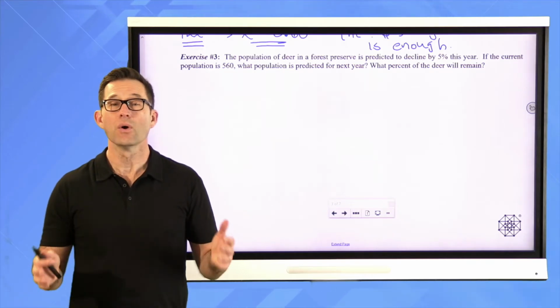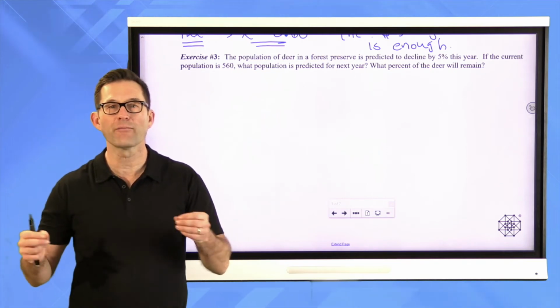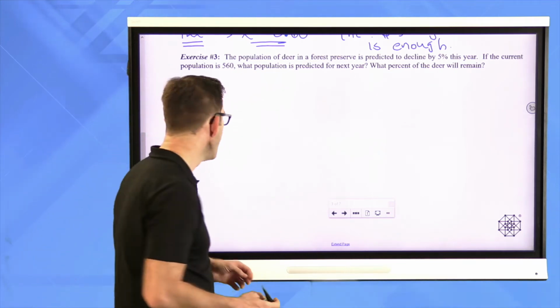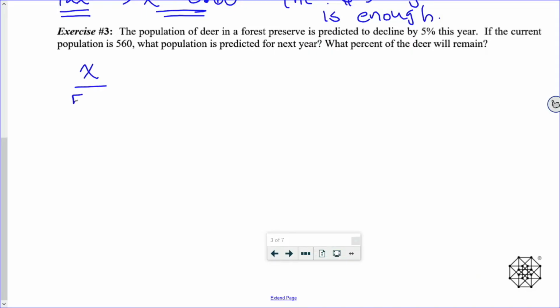All right, so let's go through it. Now, the first thing that we need to do is figure out what 5% of 560 is. Again, we can do that just like we did the last problem. I can say x divided by 560 is the same as 5 divided by 100. Now, you can cross multiply, that's fine, but again, I really advise you to just think about it in terms of solving those equations, right?